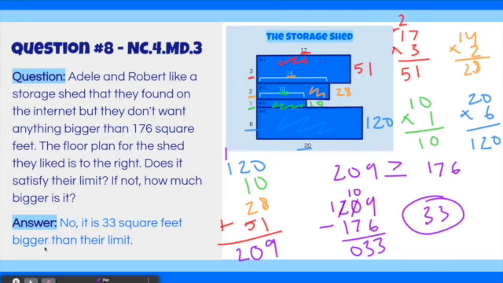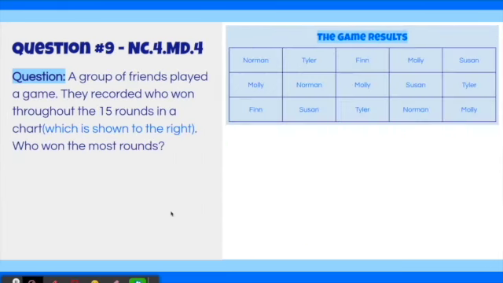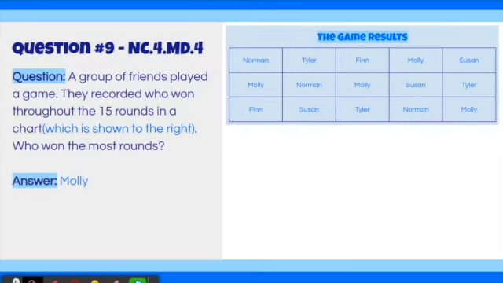Okay, moving on to the next question. Question number 9. A group of friends played a game. They recorded who won throughout the 15 rounds in a chart, which is shown to the right. Who won the most rounds? Okay, so pause the video here if you need more time with the question. The answer to this question is Molly.